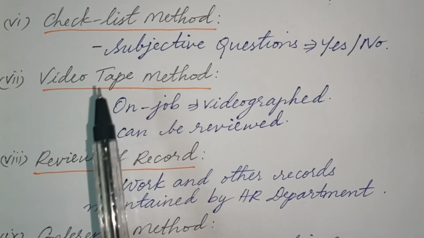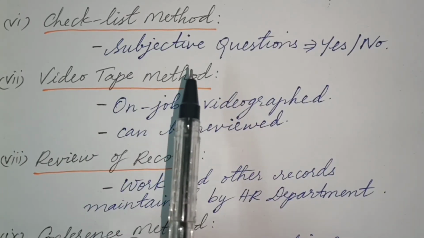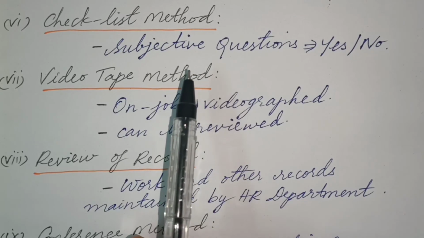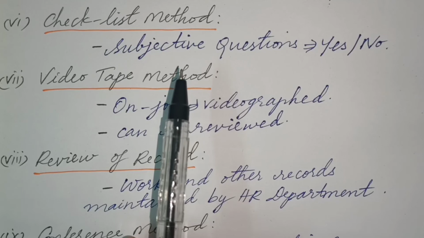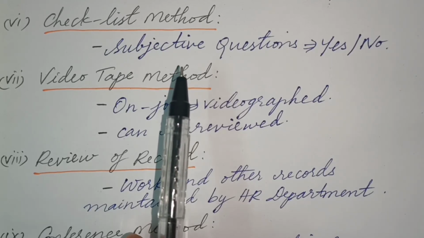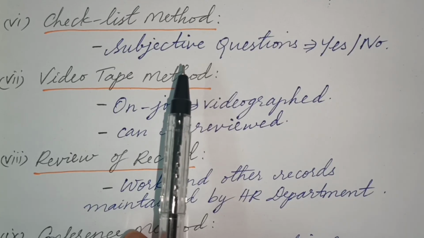The next method is checklist method. This is almost the same as a questionnaire method, but the questions here will all be objective. The questions will give you the choice of answering yes or no. There will be no space for you to give a descriptive answer, explain the answer that you're giving, or rate an answer. You have to answer yes or no. Only those kinds of questions are included in checklist method.